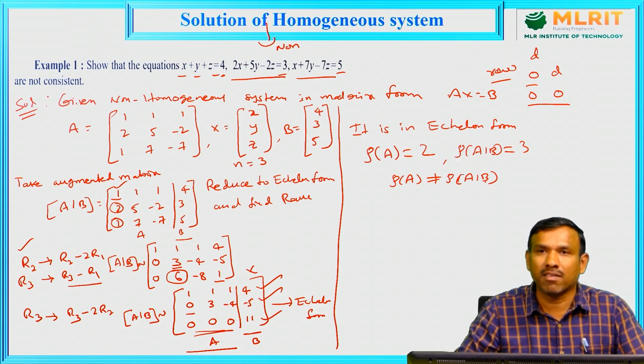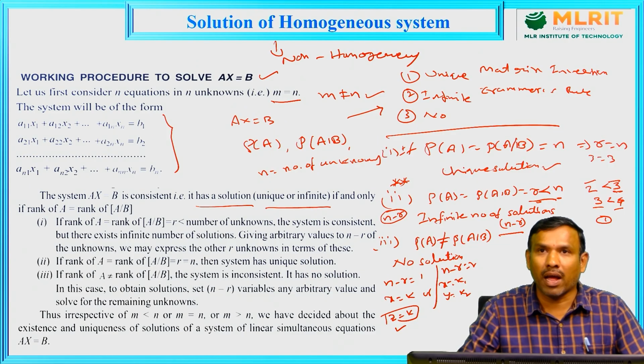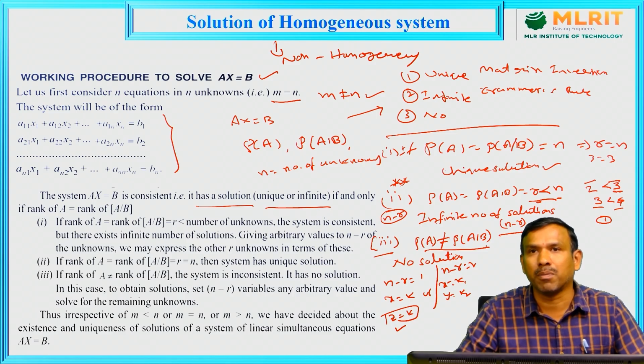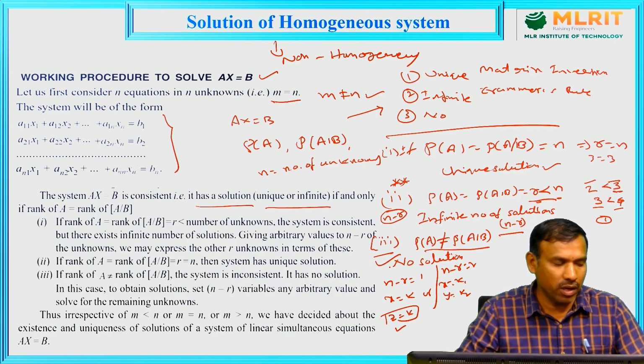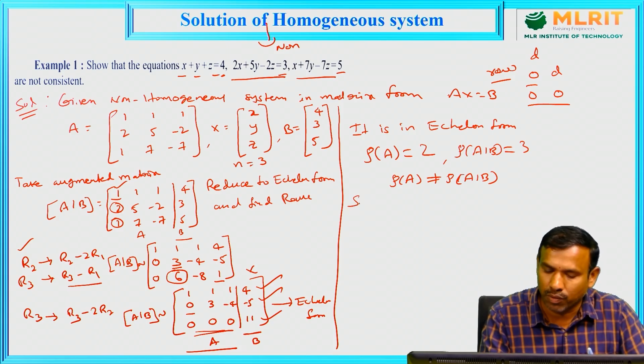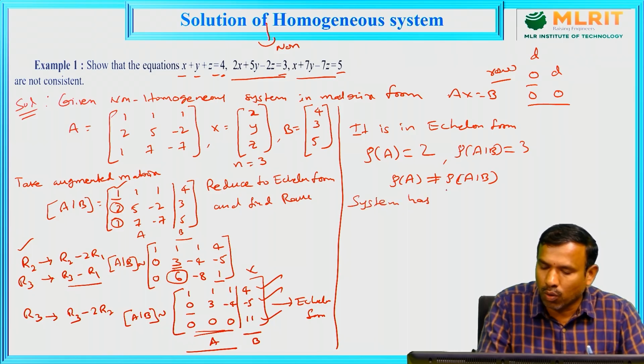As per the cases discussed in the previous slide, look at the previous slide. Rank of A is not equal to rank of A|B. That is the third case. Rank of A not equal to rank of A|B. The system has no solution. So since rank of A is not equal to rank of A|B, we say the system has no solution.